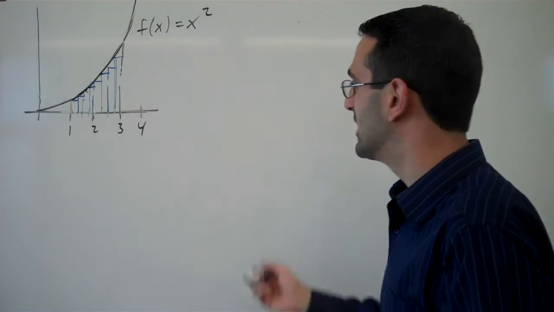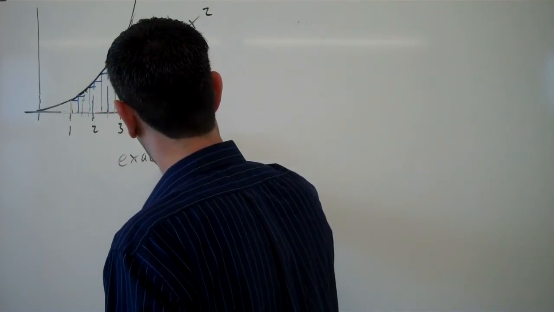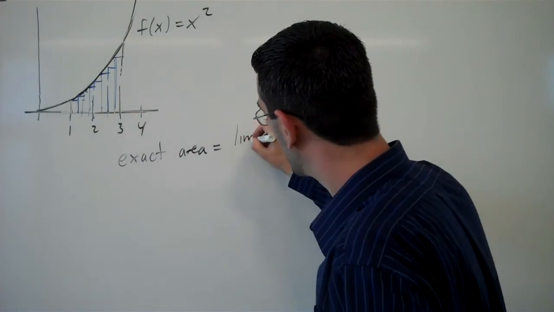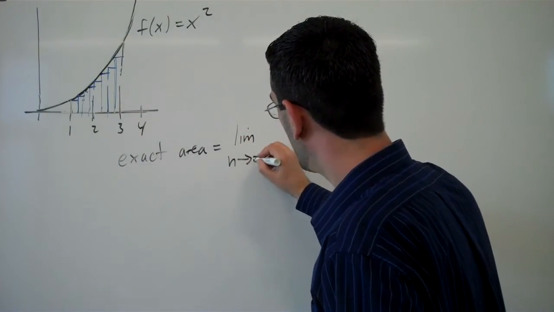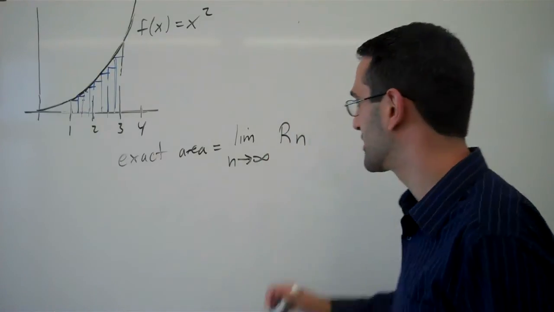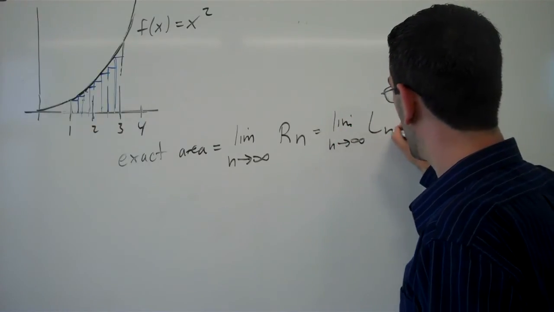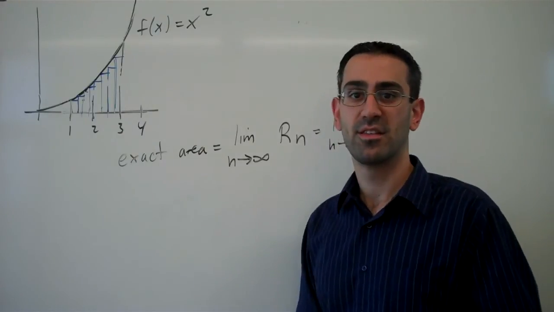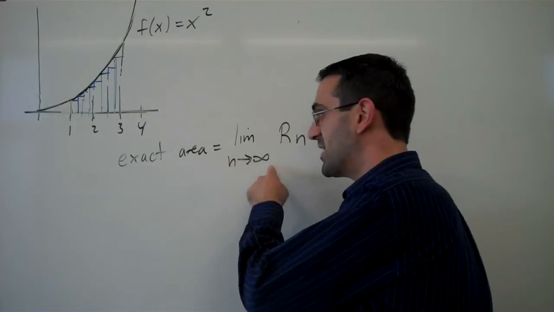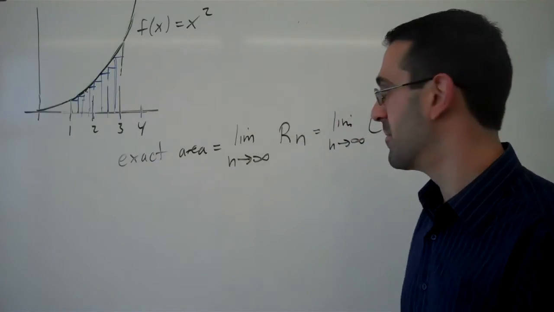And in fact, the exact area under the curve can be found as the limit as n approaches infinity of that right endpoint or left endpoint approximation. It doesn't actually matter which approximation we use here, because in the limit, the limits end up being the same. So this limit, this exact area, is what we call a definite integral.